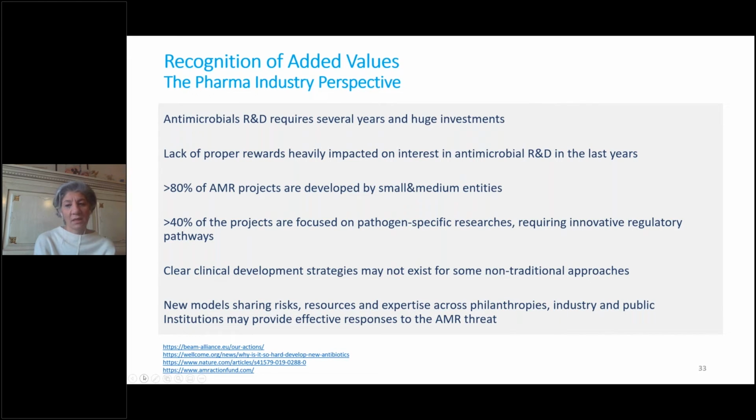So this is a very huge hurdle, because it also requires a new vision provided by regulatory pathways. A clear clinical development strategy might not exist for some non-traditional approaches. So we are relying on historical control, real-world evidence, and post-approval commitment studies in order to fulfill all of the requirements and to provide this antimicrobial in the quickest way we can.